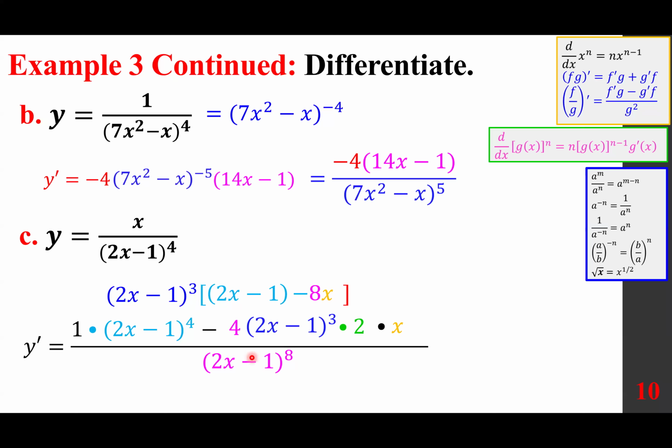2x minus 1 to the power of 8, 2x minus 1 to the power of 3. This goes away and this changes to 8 minus 3, which is 5. And these two add up to negative 6x. So the final answer is y prime equals minus 6x minus 1 over 2x minus 1 to the power of 5.